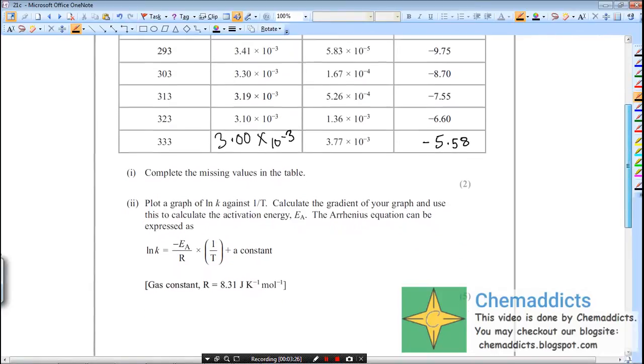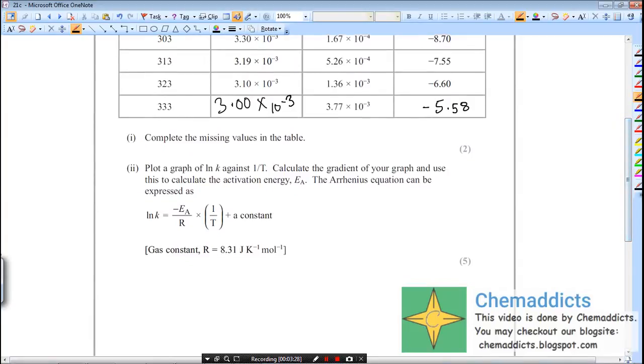The answer is in this question. Plot a graph of ln k against 1 by T. Calculate the gradient of your graph and use this to calculate the activation energy. The Arrhenius equation can be expressed as this. Well, fine, this is the Arrhenius equation.